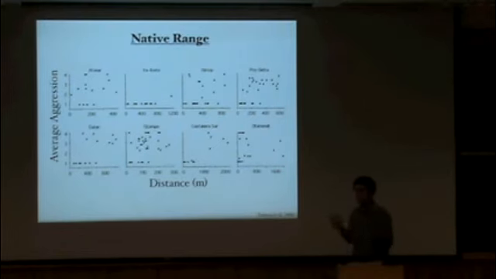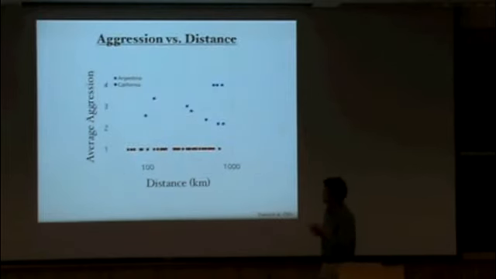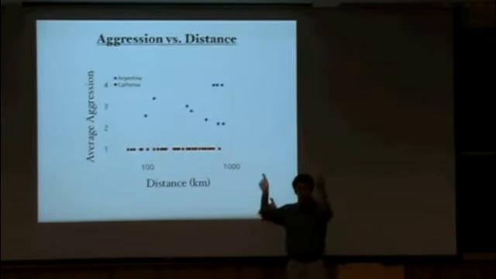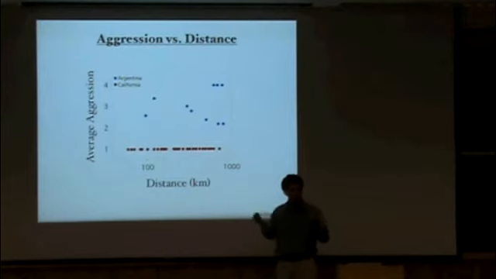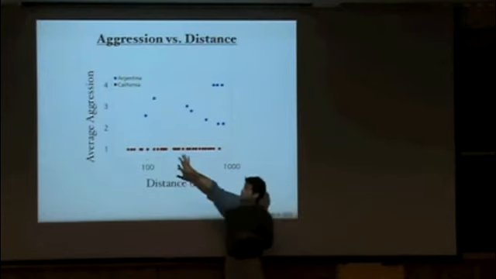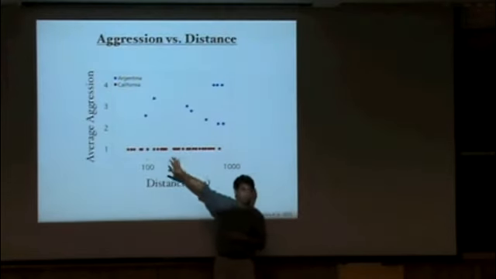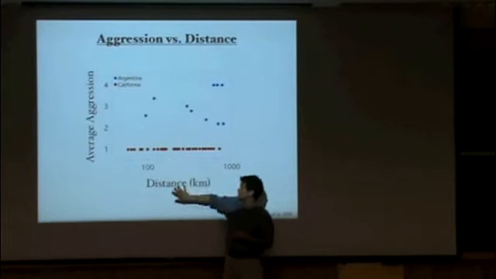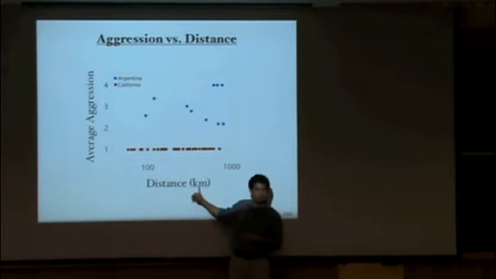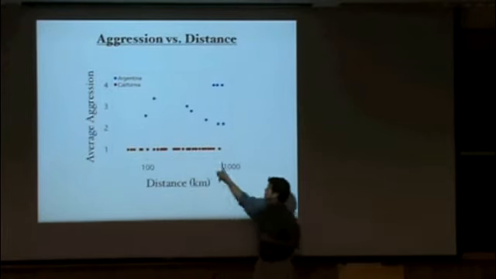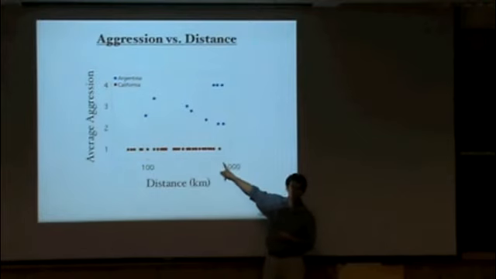Okay, so what happens if we project this out now to a larger spatial scale? These are data that were collected on those long transects that I showed you on those big maps in California and Argentina. So now, again, we have aggression on the y-axis between sites, but the x-axis is now distance in terms of kilometers. Right? So we're comparing ant colonies that are almost up to 1,000 kilometers apart.